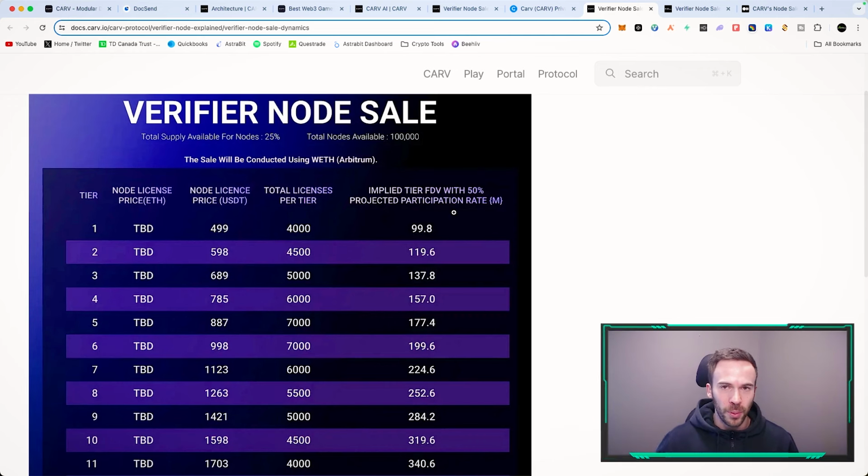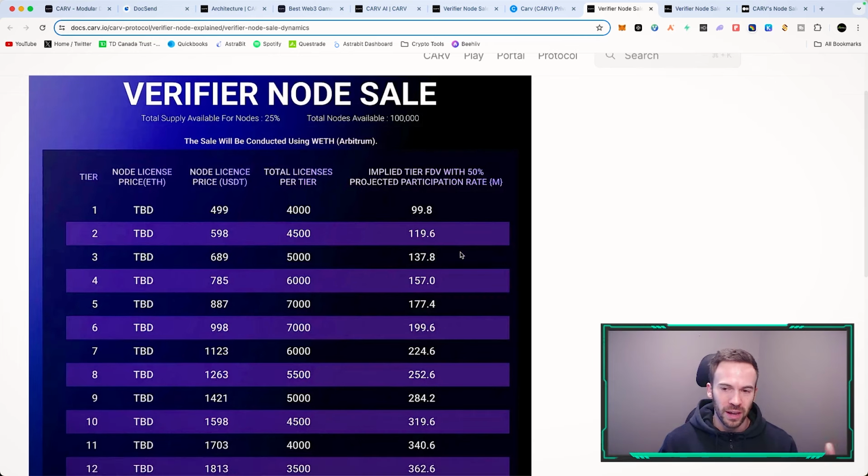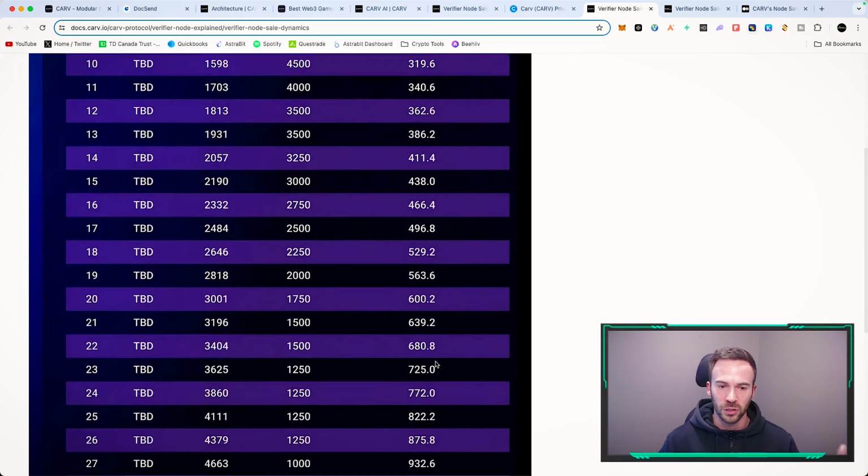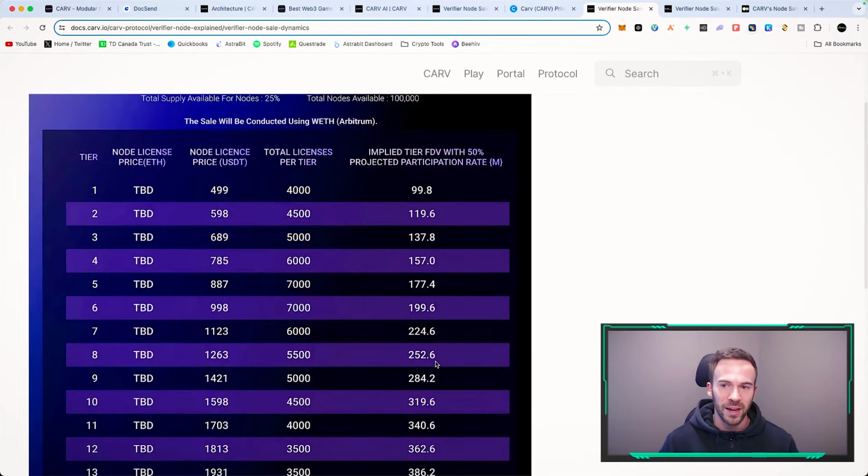Of course, it all depends on how retail is going to react to this, how many nodes are going to be sold, but we do see a still low-ish valuation for these nodes. Let's assume we get to a tier 10 and we have 50% of the people running nodes actively. This would give Carv about a 320 million FDV, which is still relatively small. I mean, Ether is probably at a $2 billion FDV, if not even more. I know their token sale was going for $1.2 billion. So of course, Ether is a much bigger project, Carv a little smaller here. It obviously depends on the amount of nodes that are sold, but ultimately that is how this implied FDV happens.